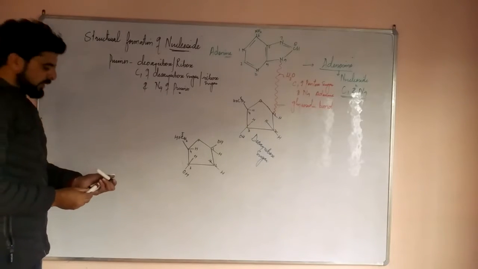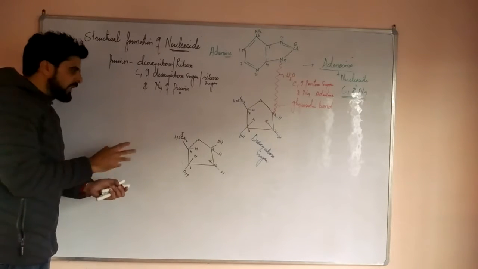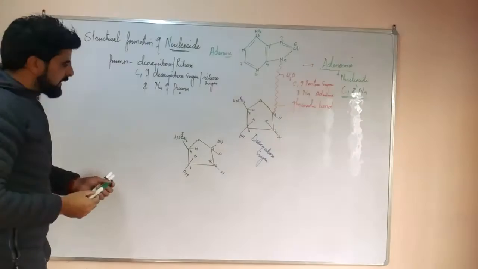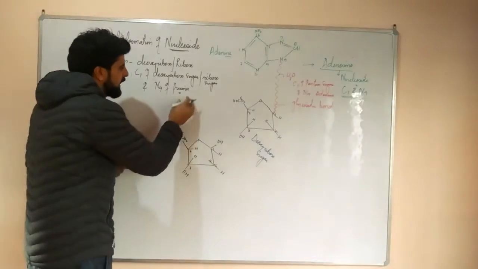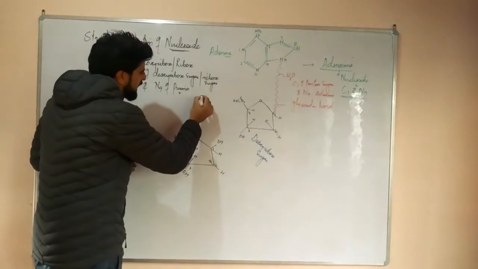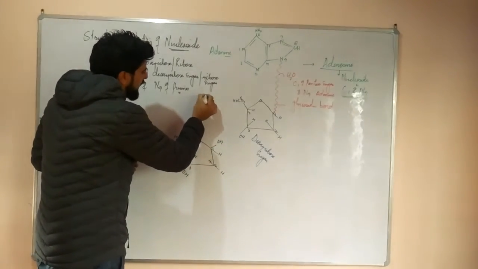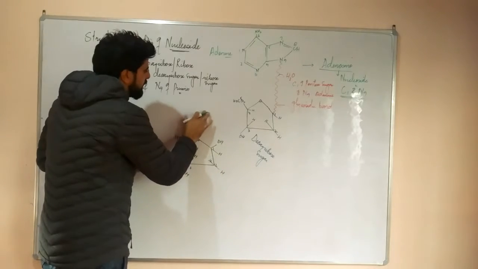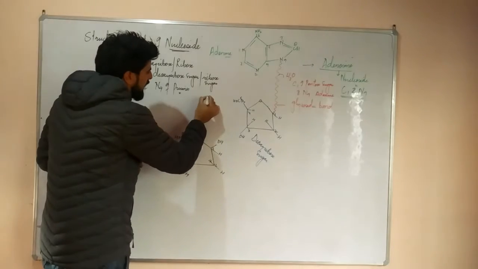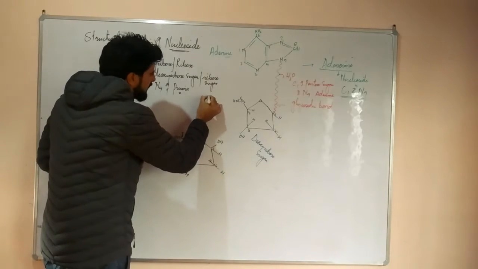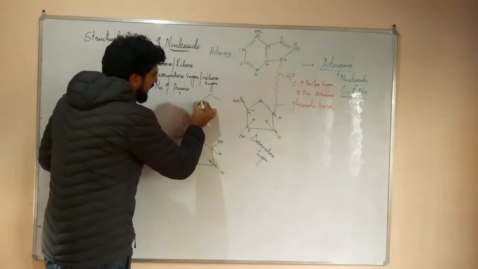Now this deoxyribose sugar, or you can take a ribose sugar as well, combines with the nitrogenous base. Like we have a pyrimidine here. We take one example of the pyrimidine, like cytosine. If we are taking cytosine here, now the cytosine structure is like this.